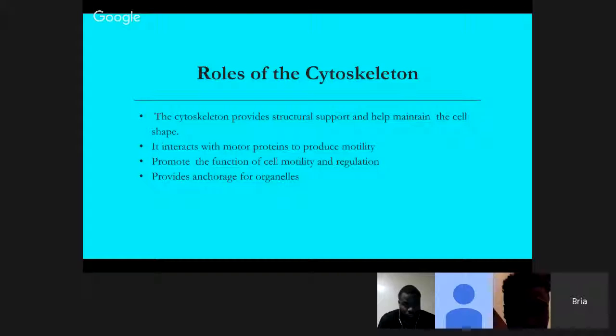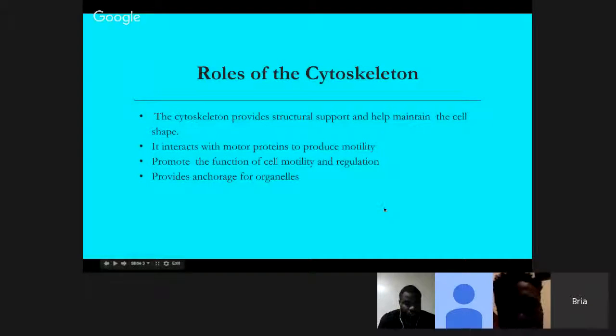As the cells move around, they tend to encounter outside forces that will allow them to bend, and the cytoskeleton just really helps it maintain while in motion. It interacts with motor proteins to produce motility and provides an anchorage for organelles.